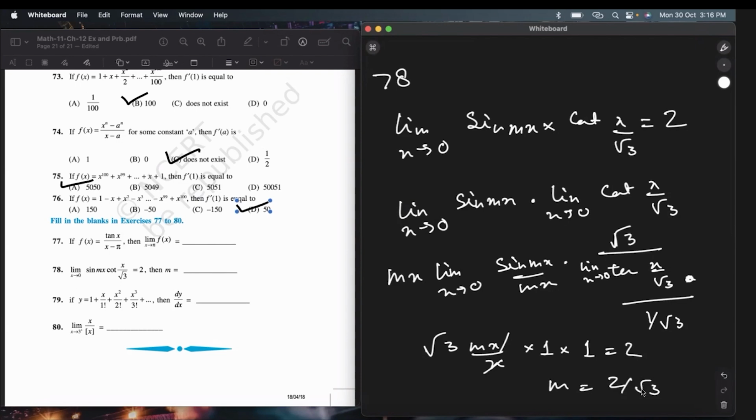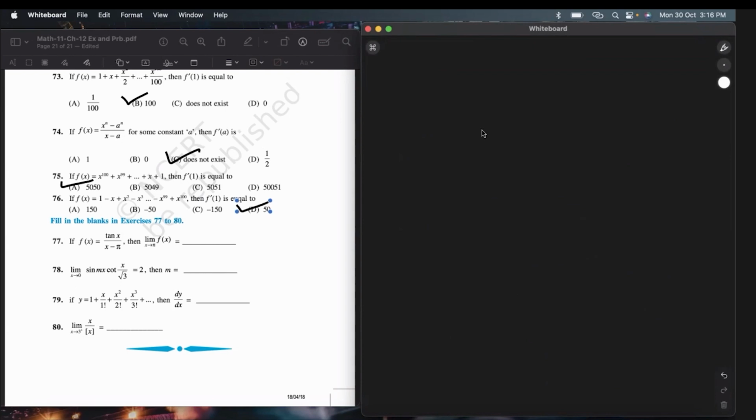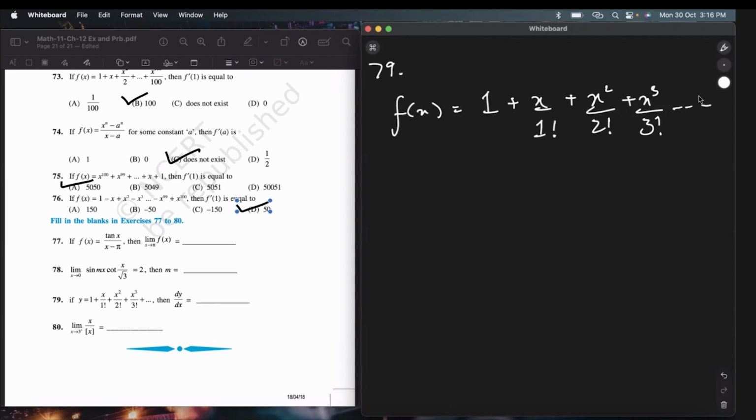Alright, now moving on to the next question, which is question number 79. In question number 79, it has been given to me that f(x) is x plus x square upon 2 factorial plus x cube upon 3 factorial, and it is going on forever, tending to infinity. Now we have to differentiate this function. I'll just give you the hint for this. You have to remember these formulas as they are very basic.